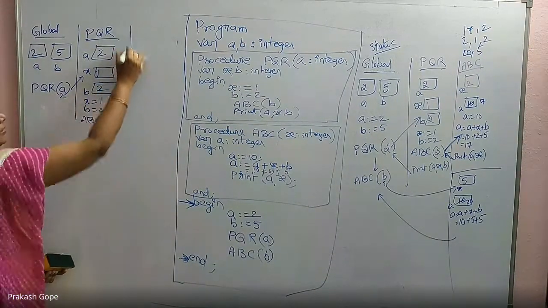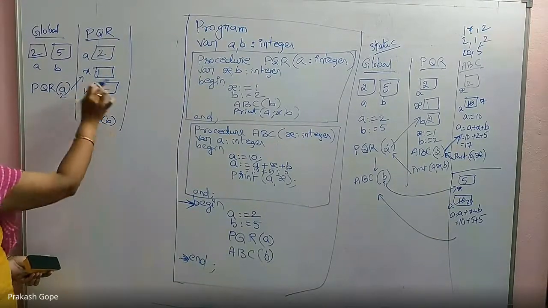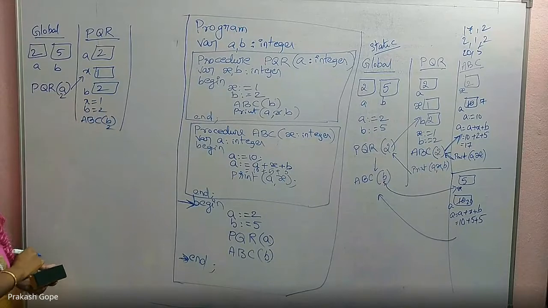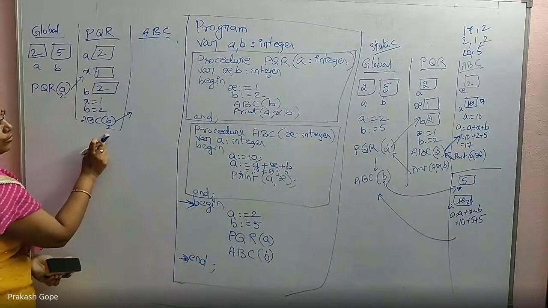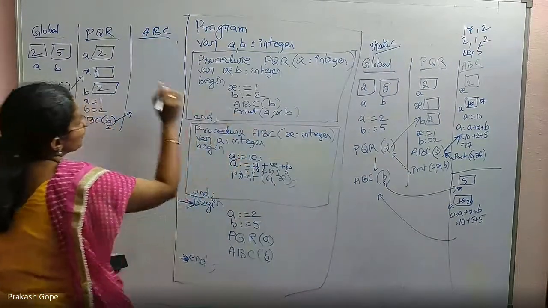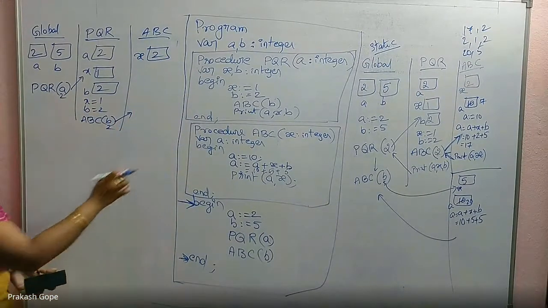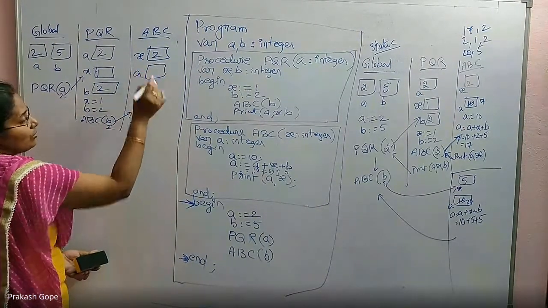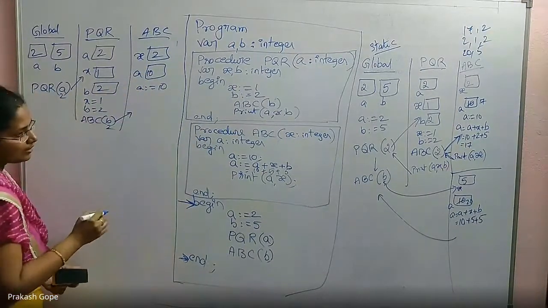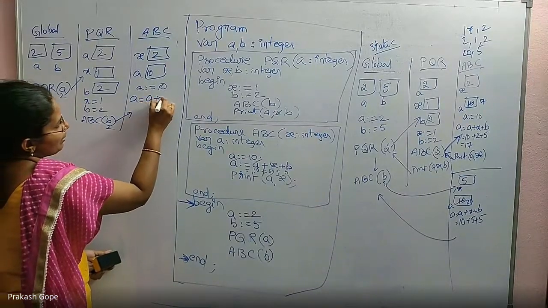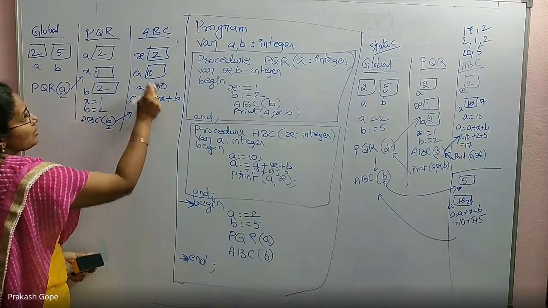What is B? Obviously, I am in this environment, so I will access this B, local B, 2. Call ABC with 2. So jump to the ABC environment by taking value 2, which is copied to the formal parameter, which is a local variable, copied with 2. Then there is a locally declared variable A also, A equal to 10. So local A is initialized to 10. Then A equal to A plus X plus B. A is local A, 10. X is local X, 2.